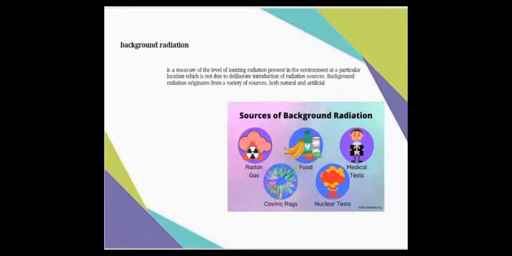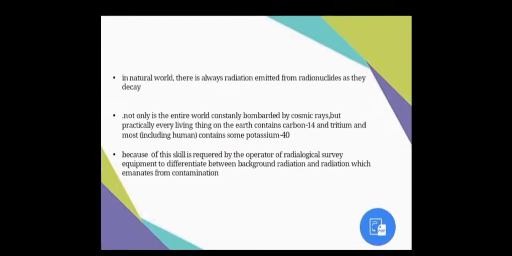Background radiation is a mixture of the level of ionizing radiation present in the environment at a particular location, which is not due to the deliberate introduction of a radiation source. Background radiation originates from a variety of sources, both natural and artificial.